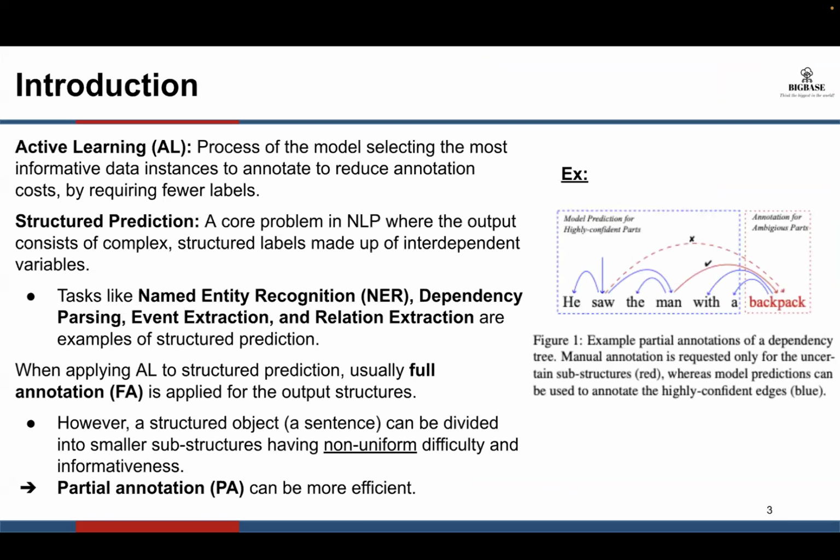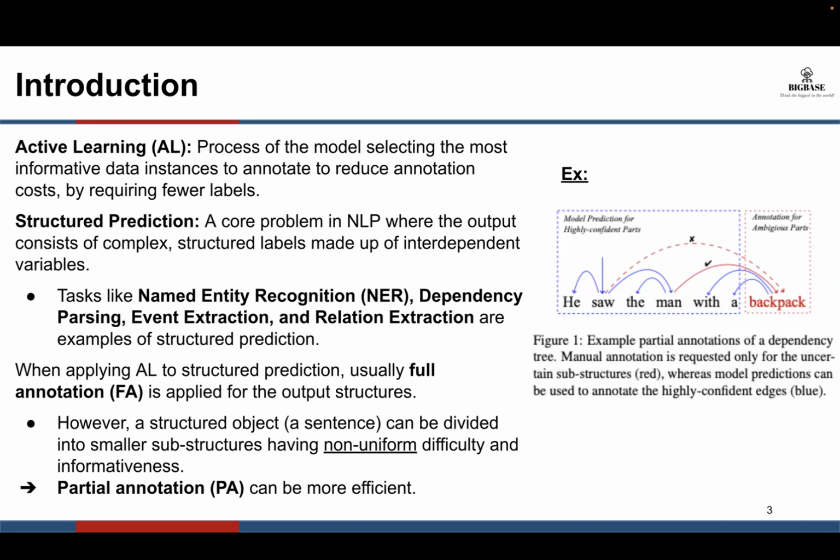For the introduction, first I will define active learning. Active learning is the process of the model selecting the most informative data instances to reduce the annotation costs by requiring fewer labels. And active learning is a good way for structured prediction tasks.